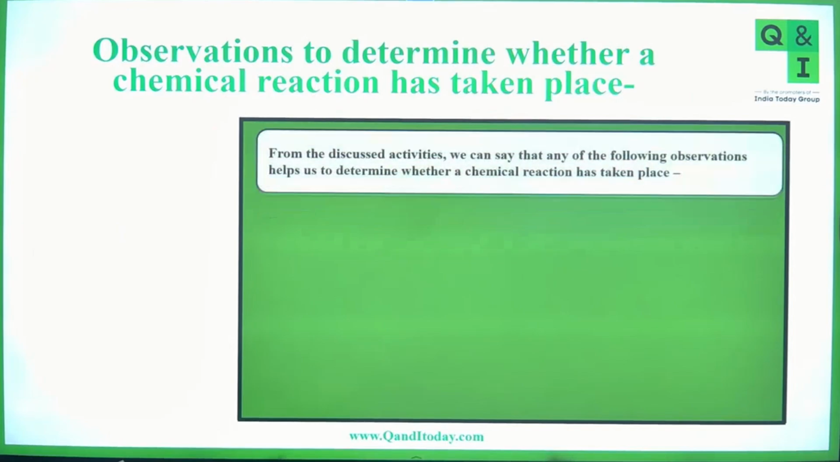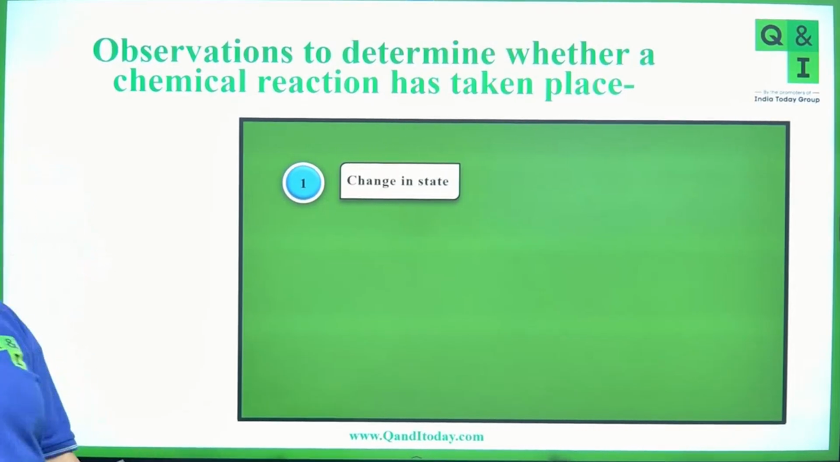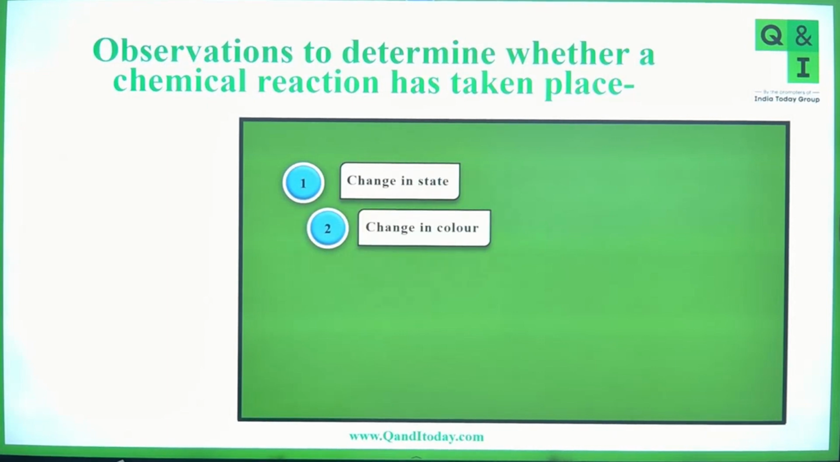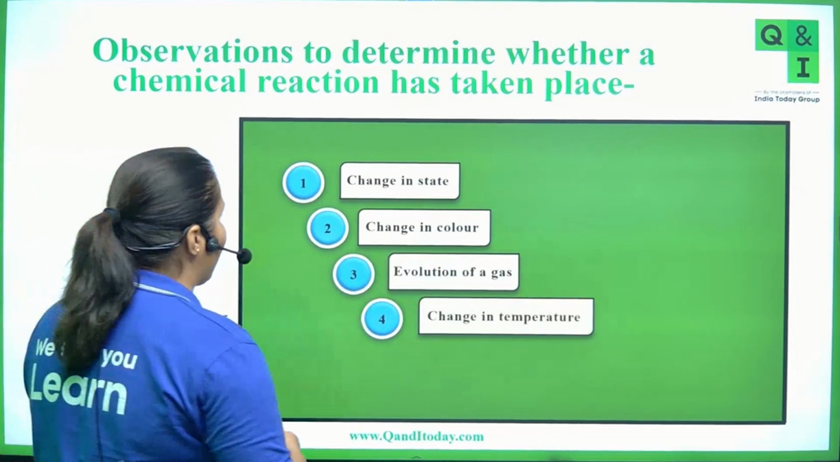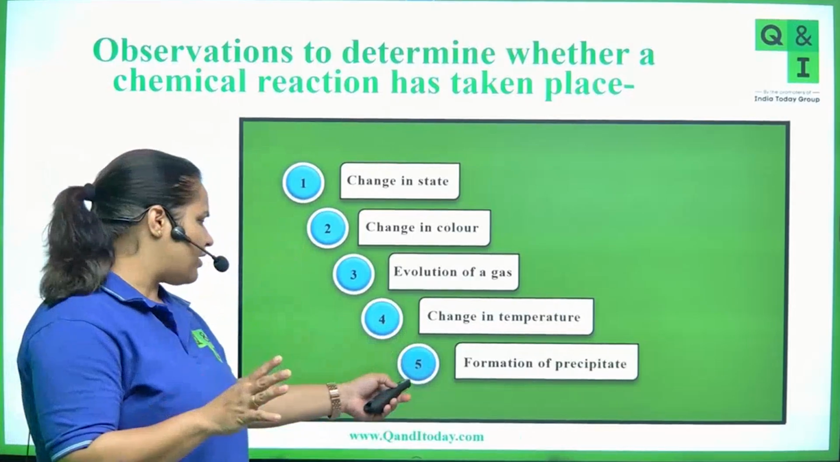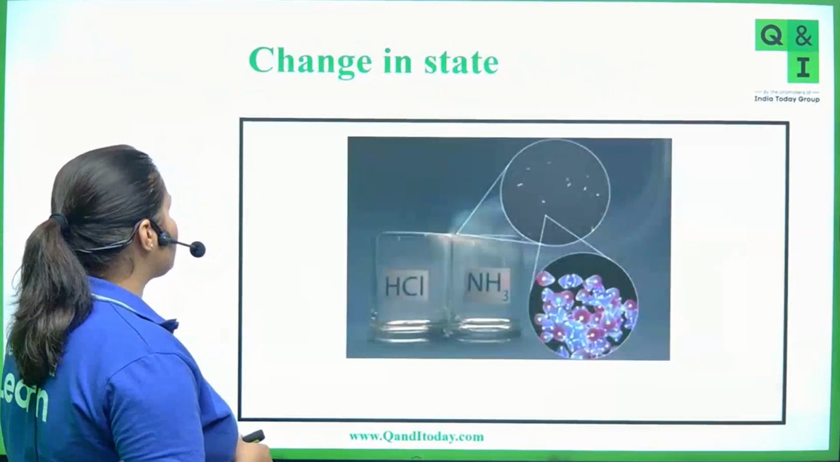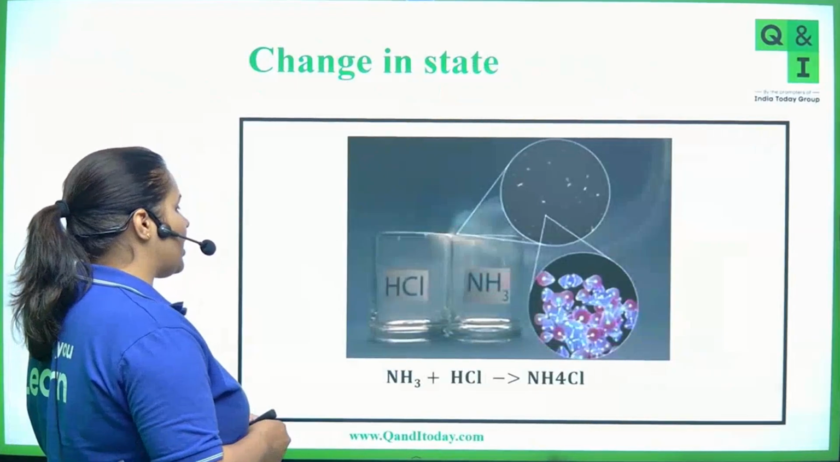The observations to determine whether a chemical reaction has taken place. So we discussed that there is a change in state, change in color, then the evolution of gas, change in temperature, and formation of precipitate. And after that, one more I told you, evolution of light.